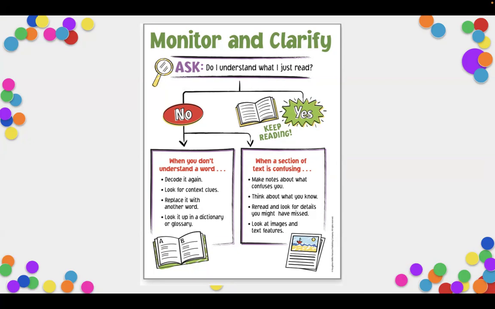You kind of lose track. You need to go back and make sure you understood what's going on. So if you understand what you just read, yes, keep reading. But if no, you need to do either of these two things.